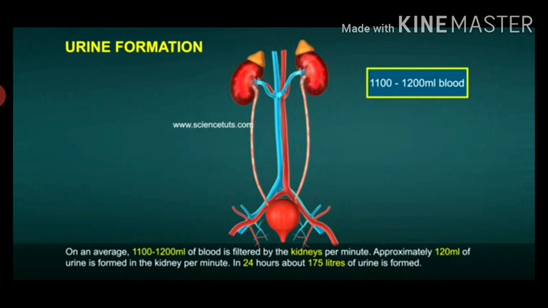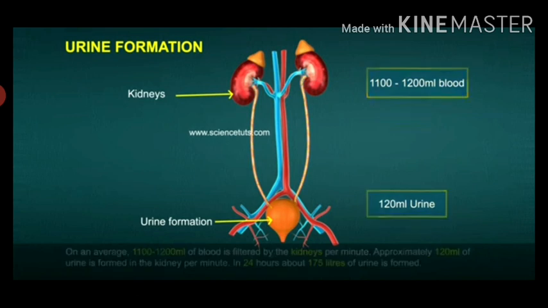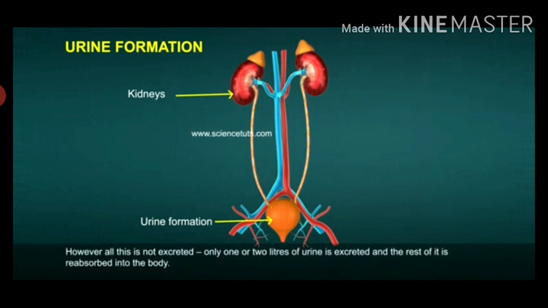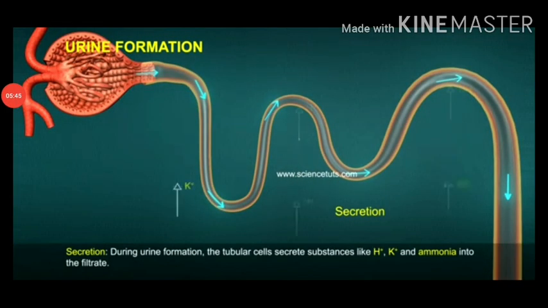On an average, 1100 to 1200 milliliter of blood is filtered by the kidneys in 1 minute, and approximately 120 milliliter of filtrate is formed in the kidney per minute. In one day, approximately 175 liter of filtrate is produced. All this is not excreted. Only 1 or 2 liters of urine is excreted, and rest is reabsorbed.